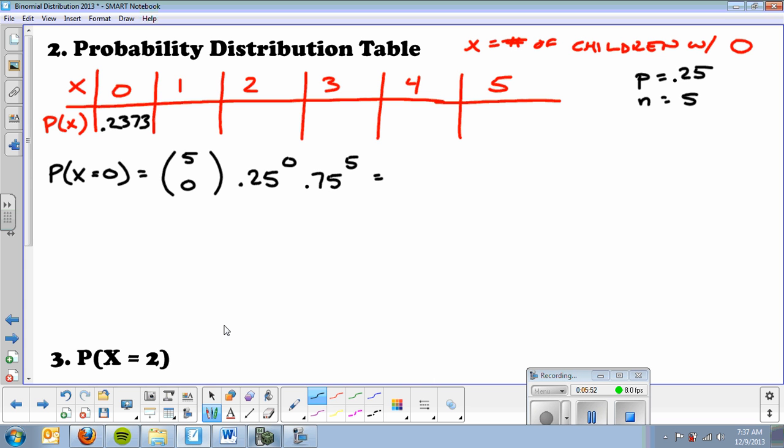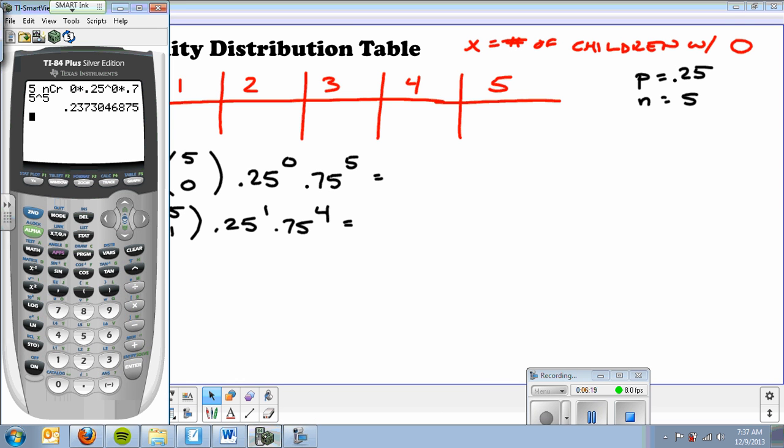0.2373. Okay, now the probability that X equals 1. All right, one of the children has type O blood. So out of 5, how many different ways can I select one child? The probability of success is 0.25, and there's one of those. The probability of failure is 0.75, and 5 minus 1 means that 4 must not have type O blood.